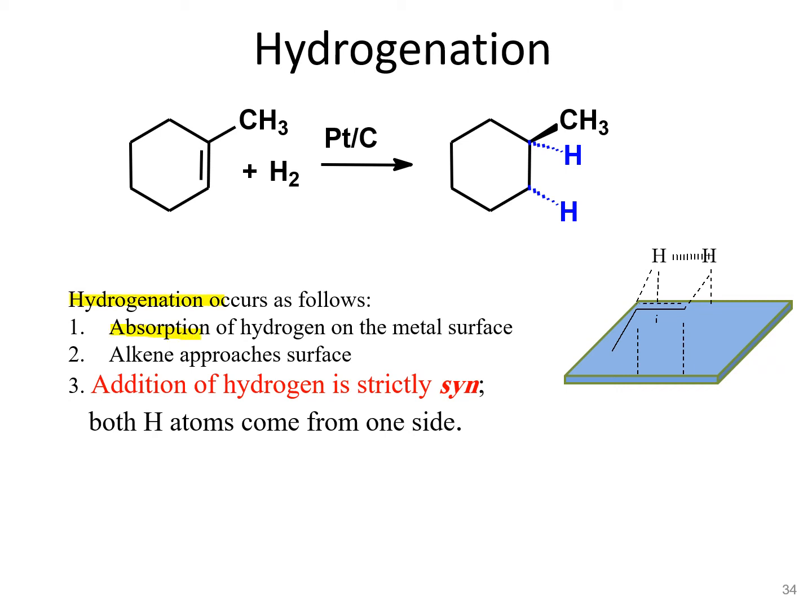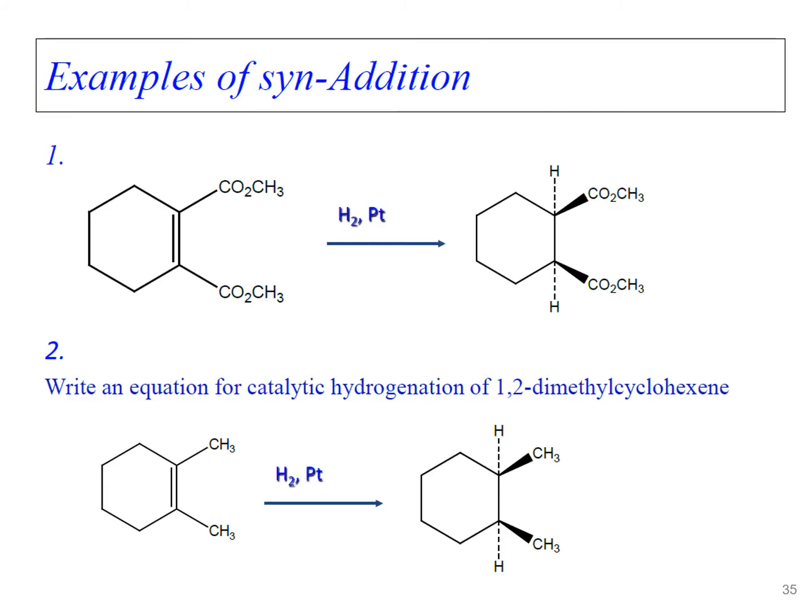First up, the absorption of hydrogen on the metal surface happens. So this hydrogen is absorbed on the metal surface. Then the alkene will approach the surface, and this addition is strictly called the syn addition. Both hydrogens will come from one side. So both of these hydrogens are going to add up from one side, and such an addition is called syn addition.